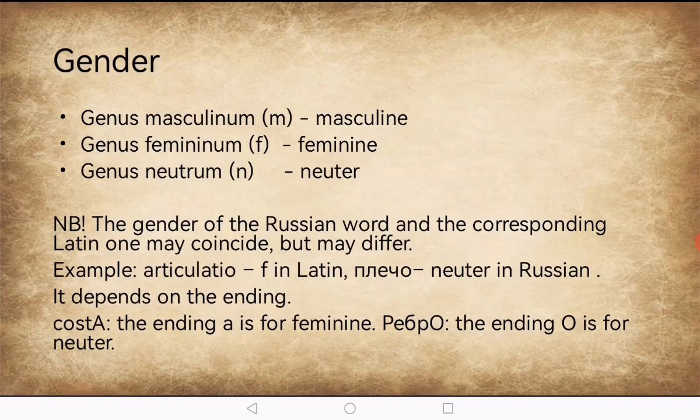For example, let's look at the word articulatio. It's femininum in Latin, but in Russian it's masculine. So stop. The word brachium is neuter in Latin as in Russian. It depends on the ending of the word. For example, the ending "a" is for feminine, as in the word costa.